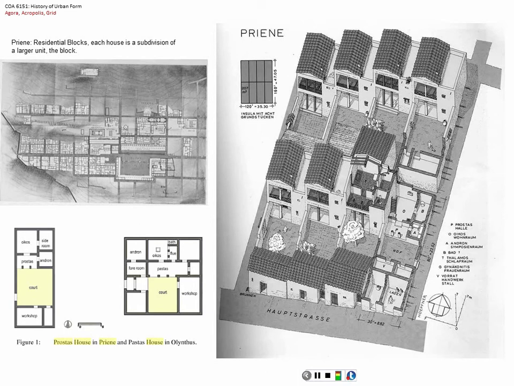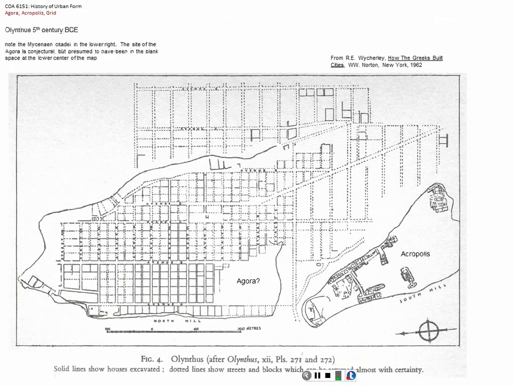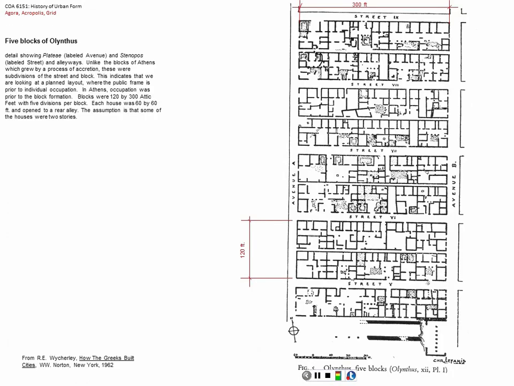And Olynthos, this house that we see here on the right is from Olynthos, and this house that we see on the left, of different dimension, is in fact from Priene. So if we look at Olynthos, what we see in the Acropolis is the old Mycenaean city, and it resembles very much what we saw at Mycenae. And then we see an agora, again like Athens, down in the flat area, that has tentatively been identified as an agora. But what is of most interest here are the housing blocks, which are clearly part of a subdivision of a larger unit, which was the city that was planned as a whole at some point in time.